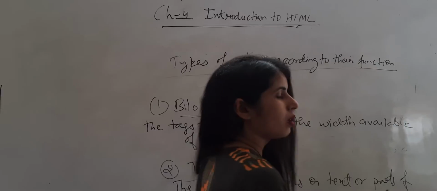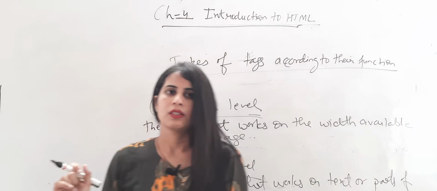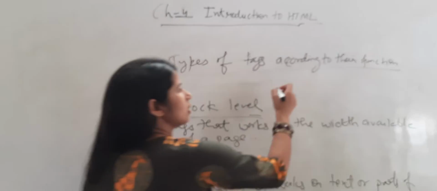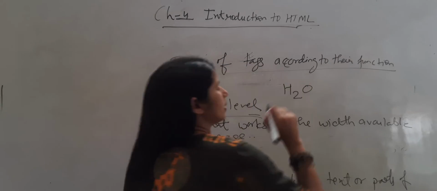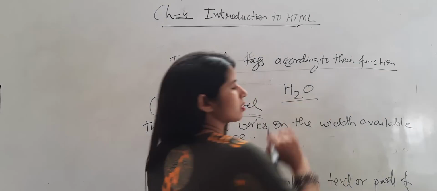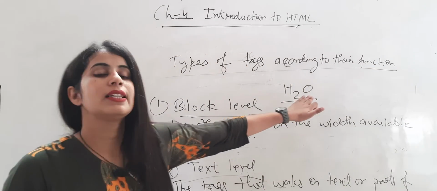Okay. Text and part of the text. What is the difference? I am giving an example. Suppose we are going to write a chemical formula H2O. So this is a text. So how can we write this?